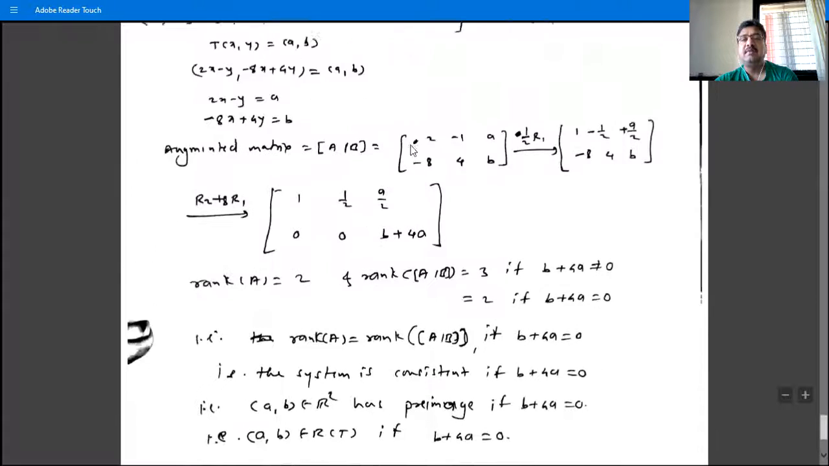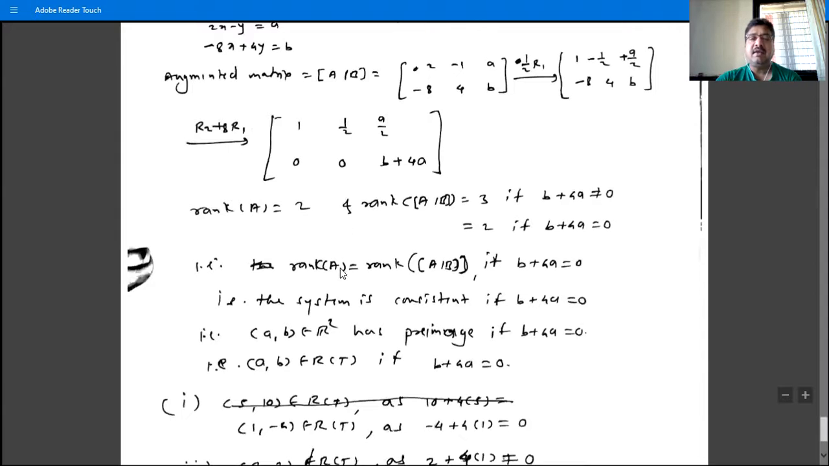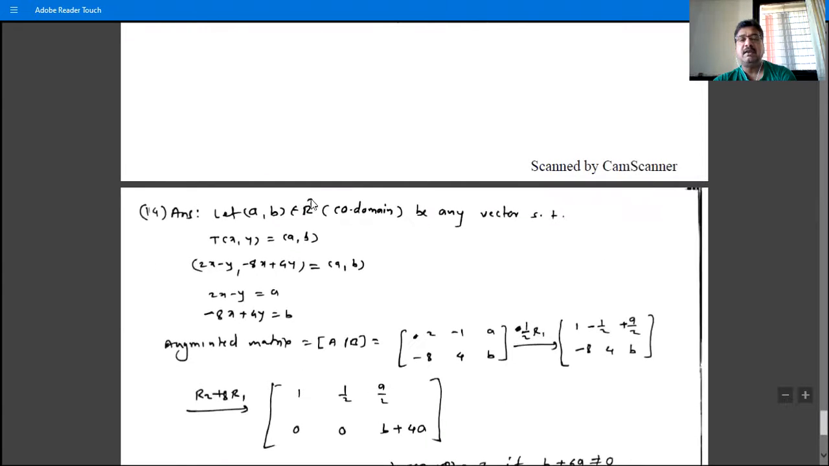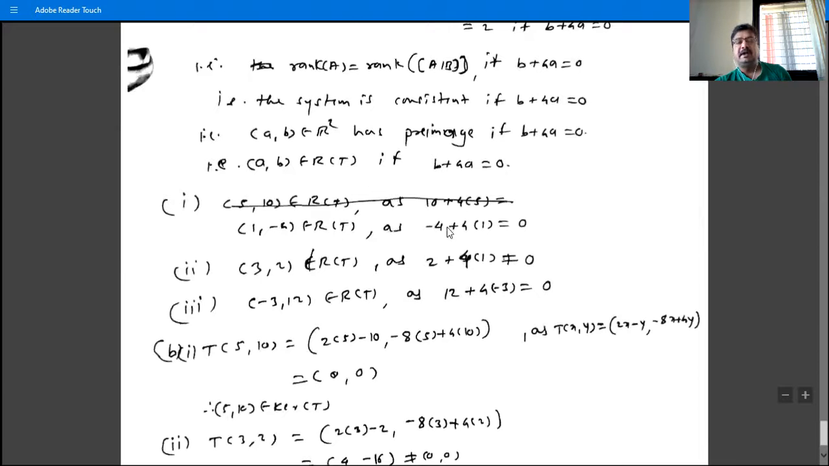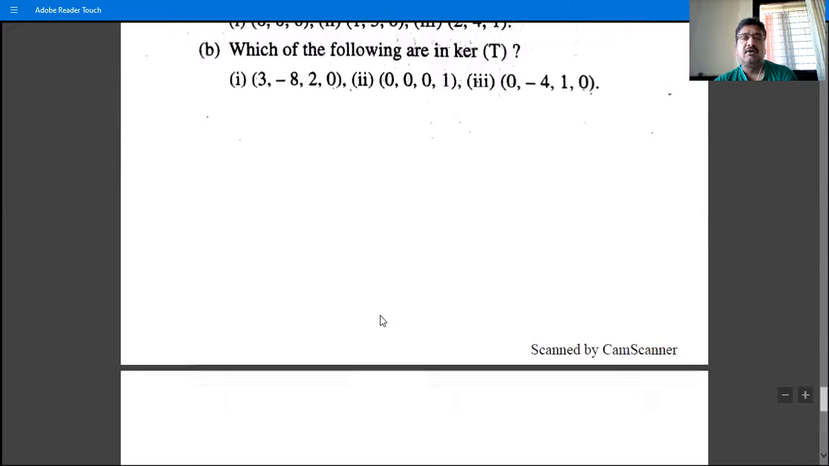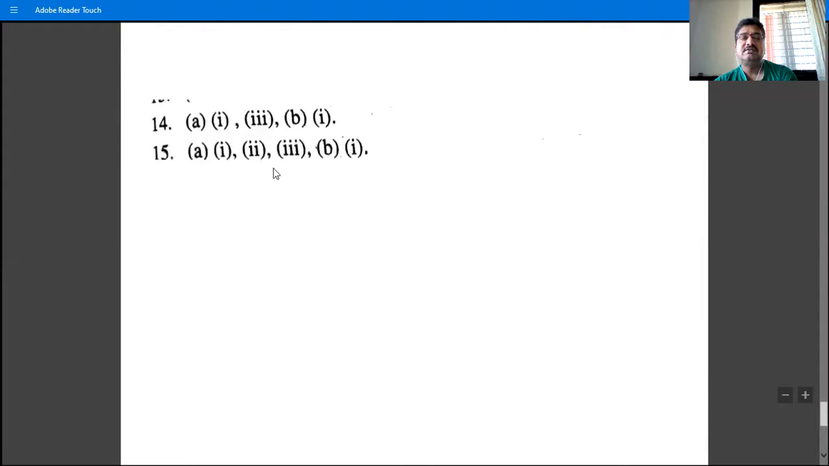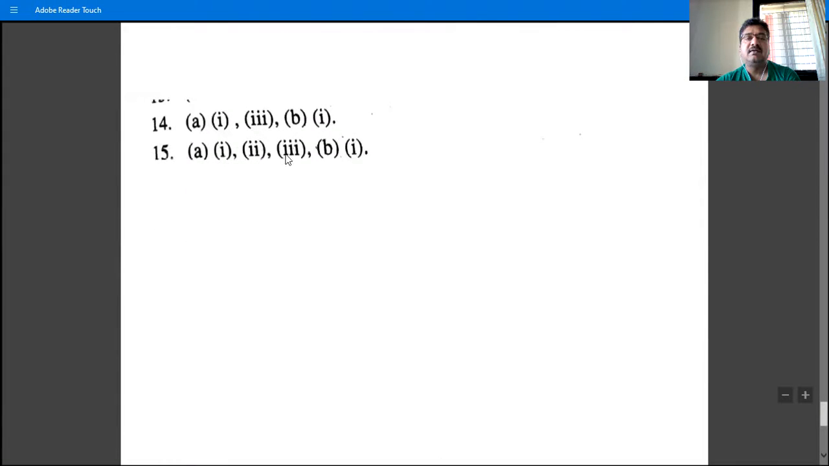That is, find the rank of A like this: b plus 4a is equal to 0. So write the augmented matrix, reduce the matrix to echelon form, and then write the rank of A and rank of AB when these two are equal. In this case, if b plus 4a is equal to 0, then the element (a, b) belonging to the codomain has a pre-image if this condition is satisfied. And from that condition, we will determine whether the element belongs to the range of T or not. So solve all these examples. This is the answer of number 15, answer of B.